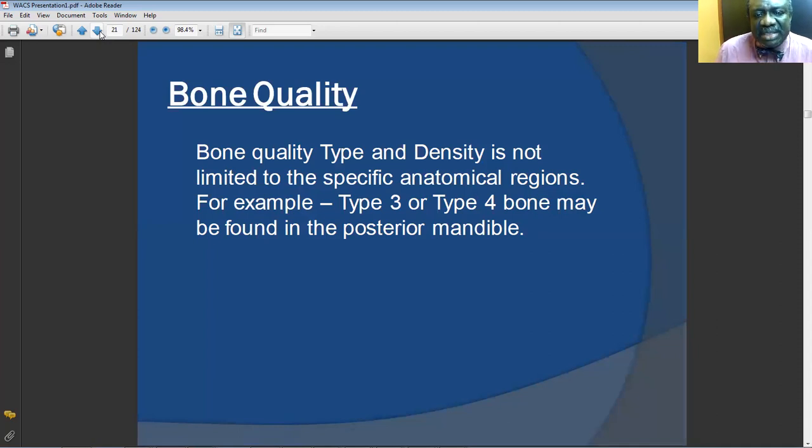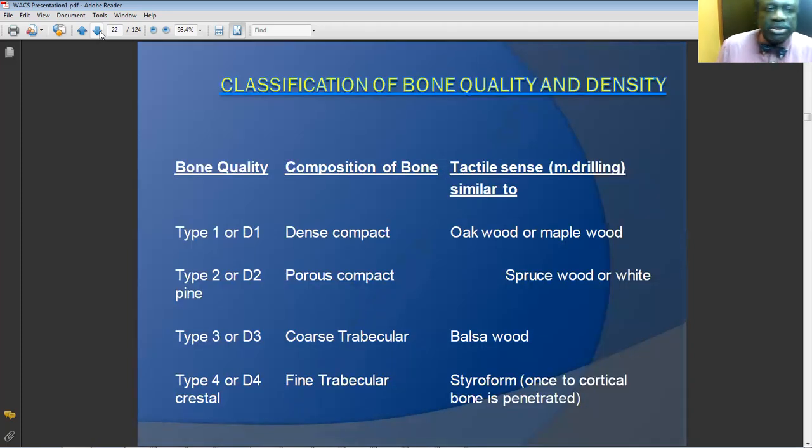The bone quality type and density is not limited to the specific anatomical region. For example, you might find a type 3 or type 4 bone in the posterior mandible. And normally, you will expect to find type 2 bone in the posterior mandible. So this table here shows the classification of bone quality and density, as you will realize.